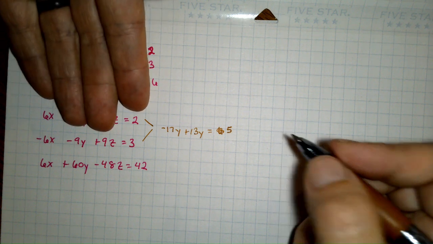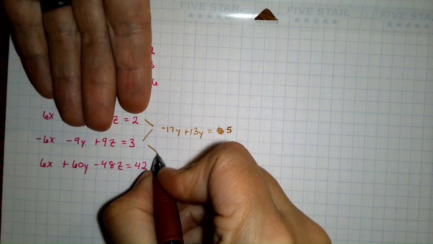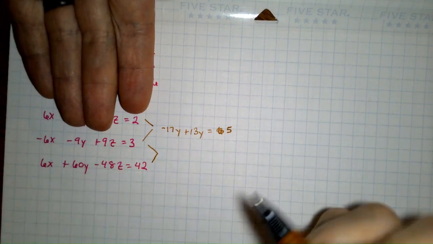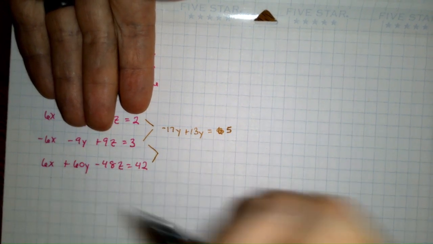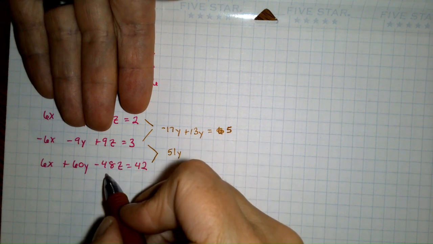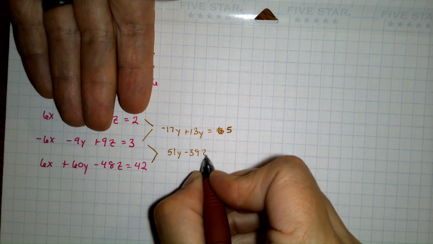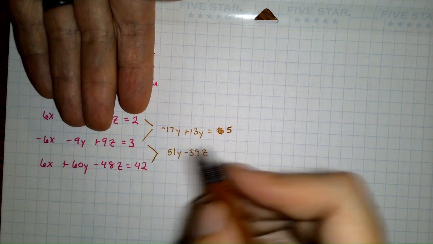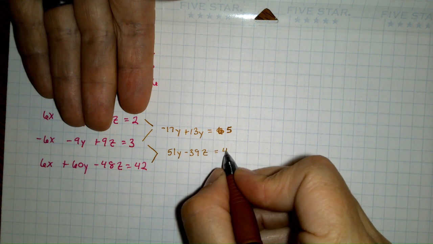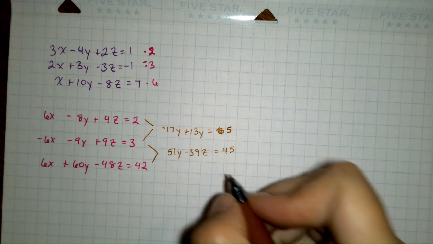All right, so now the bottom. We're again doing that round. X is going to get eliminated, and we see that there. Negative 9 plus 60 is 51. 9 and negative 48 is negative 39. And 3 and 42 is 45. Okay.